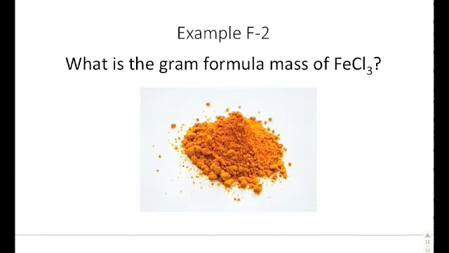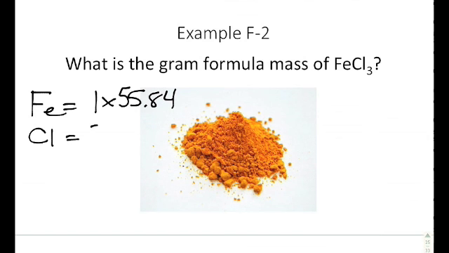So now it says, what is the gram formula mass of iron chloride? If you were to look at this, we'd start off with the idea that we have iron, and there is one iron, and the mass of iron is 55.84. And we have chlorine, and there are 3 chlorines, and each chlorine has a mass of about 35.45.